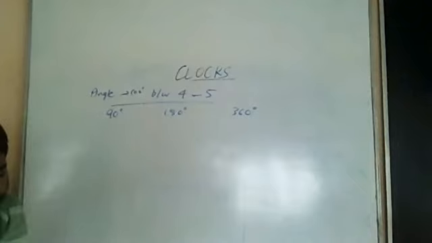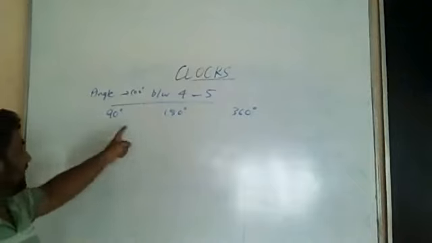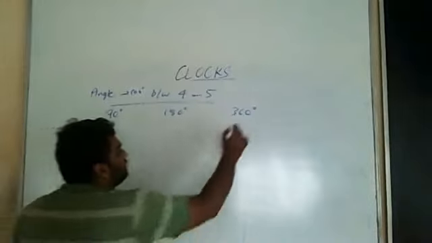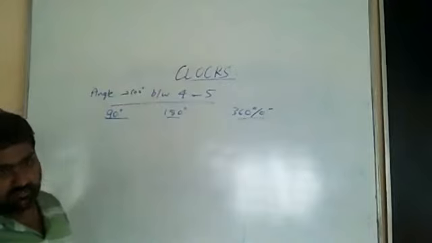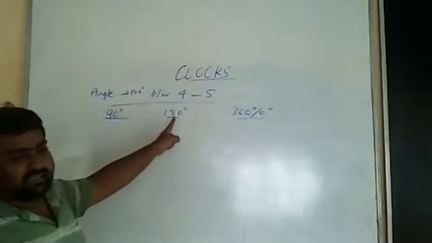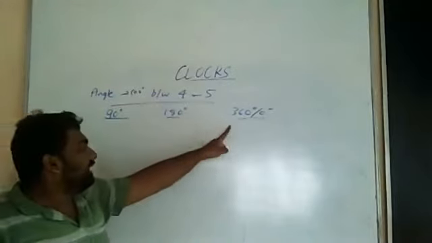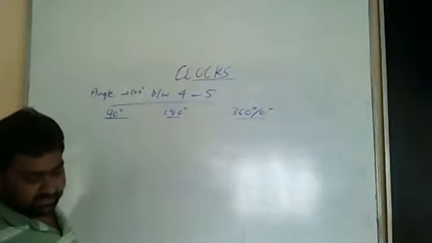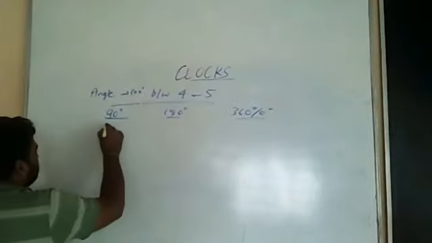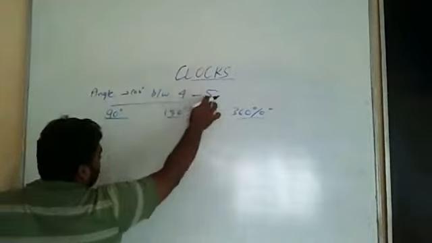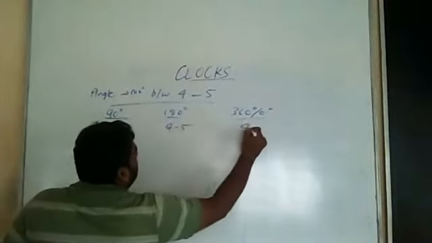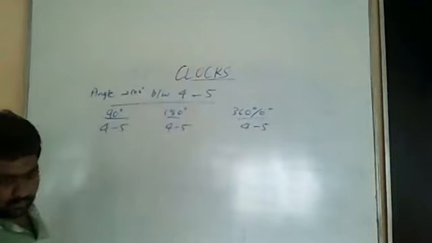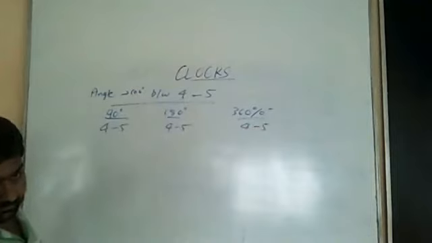Okay, 3 cases we are taking: 90 degrees, 180 degrees, or 360 degrees or 0 degrees. 3 things we are going to arrive at: the exact time at which the angle is 90 degrees, the exact time at which it is 180 degrees, and the exact time at which it is 360 degrees. Here they will be giving 4 to 5, right? Just write 4 to 5, 4 to 5, 4 to 5. Okay? Fine.